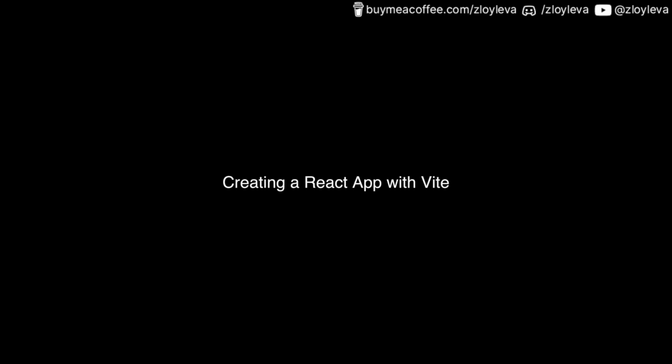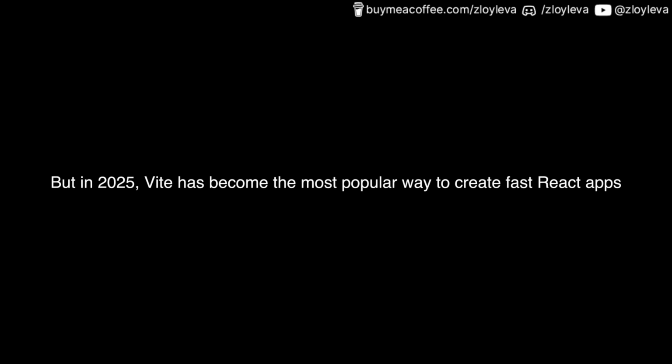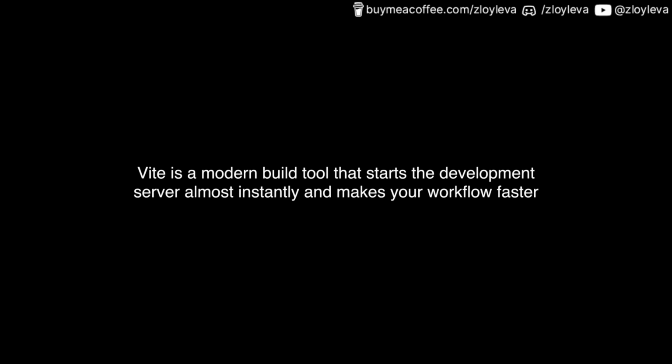Creating a React app with Vite. In the past, people used Create React App to start a new project. But in 2025, Vite has become the most popular way to create fast React apps. Vite is a modern build tool that starts the development server almost instantly and makes your workflow faster.